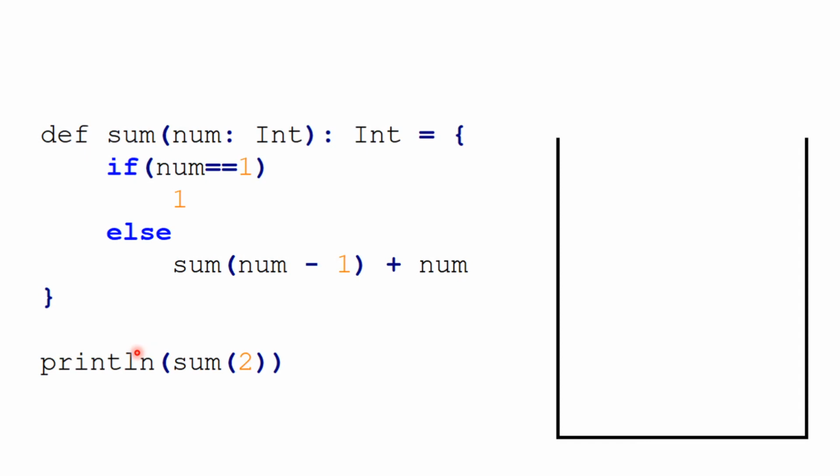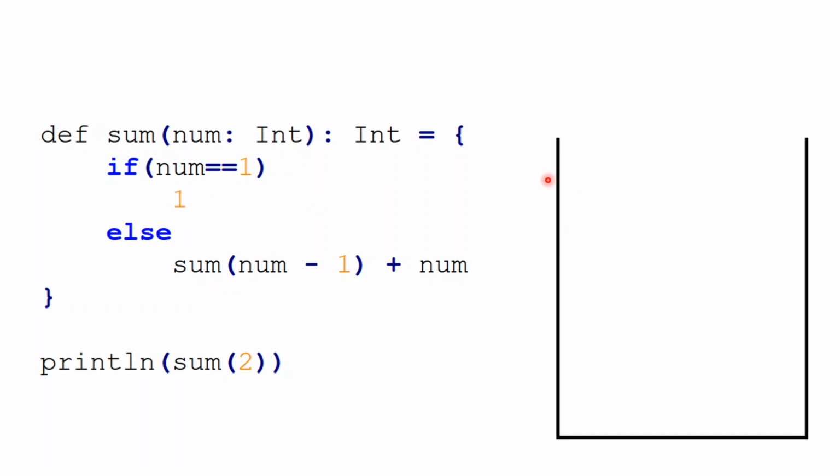I have a function. This function is written in Scala. So this function calculates the sum of a number. For example, if the number is 2, it will calculate 2 plus 1 plus 0, which is 3. If it is 3, it will go in the backward direction, 3 plus 2 plus 1 plus 0, and give the output as 6. So this function takes in an argument which is of the type integer and returns an integer.